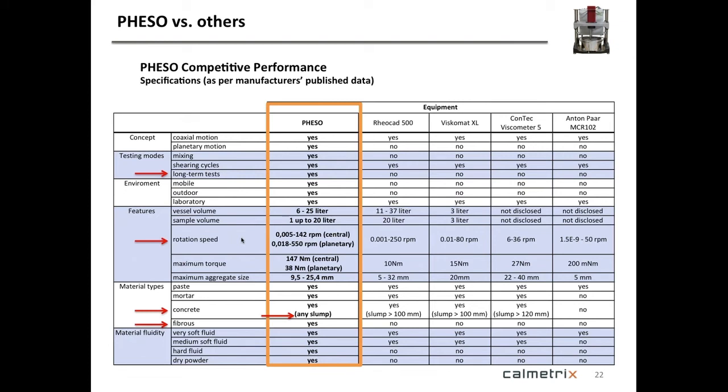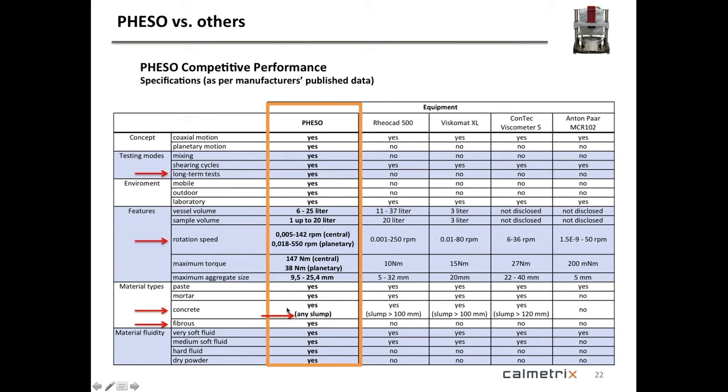When this is what it takes, we need to be able to push the limits. And it's the same for torque. The maximum torque is much higher than what you see in the other rheometers. The 147 is much higher than what you see with the others. Then we have the ability to do any slump of concrete, so no other rheometer can do that. All have a requirement for at least 4 inches slump, or millimeters, and we can actually do fiber suspensions, which the other rheometers can also do, hard fluids, etc.